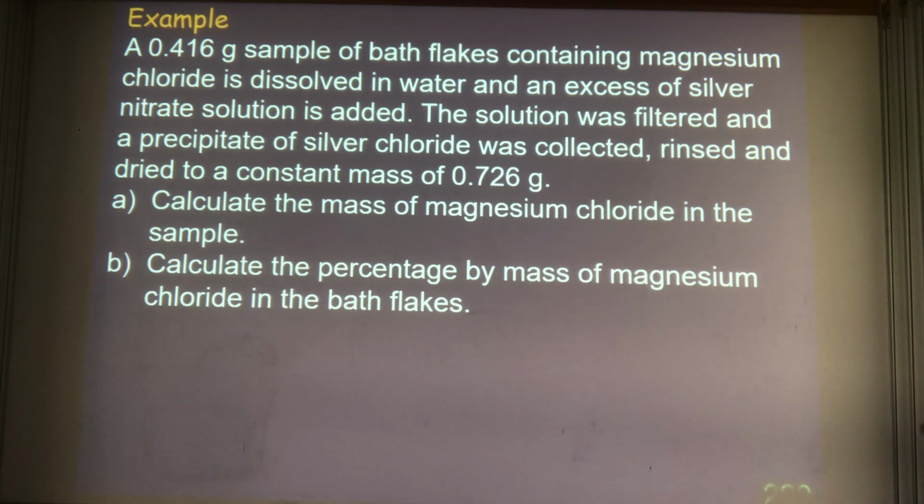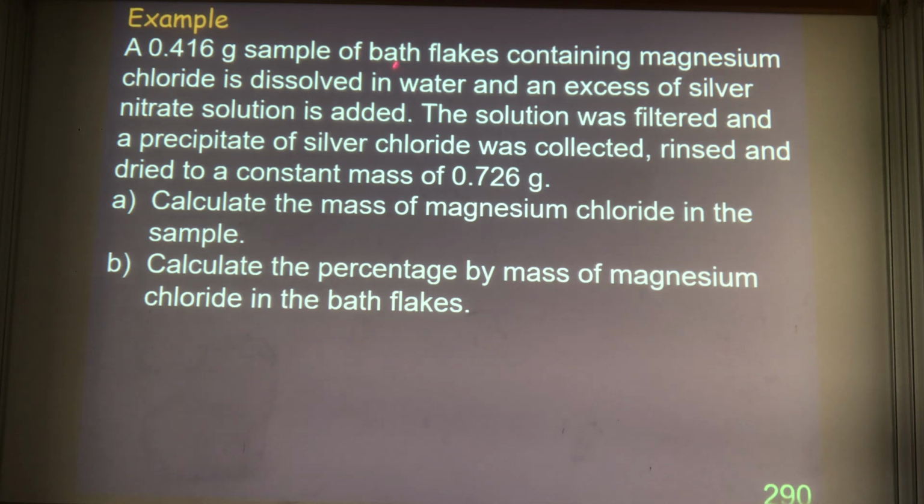You've got some commercial product. That commercial product contains an ionic compound, in this case bath flakes containing magnesium chloride. You're wanting to work out how much, so you buy the box of bath flakes in the supermarket, and how much of that box is actually magnesium chloride, or are they just filling it up with other rubbish that doesn't actually help to soothe your aching muscles? Well, this chemical analysis will enable us to work out the purity of our bath flakes. So how much magnesium chloride is in our bath flakes?